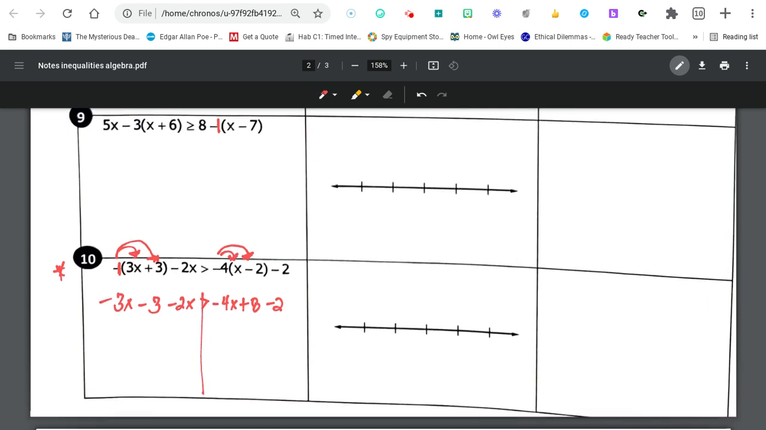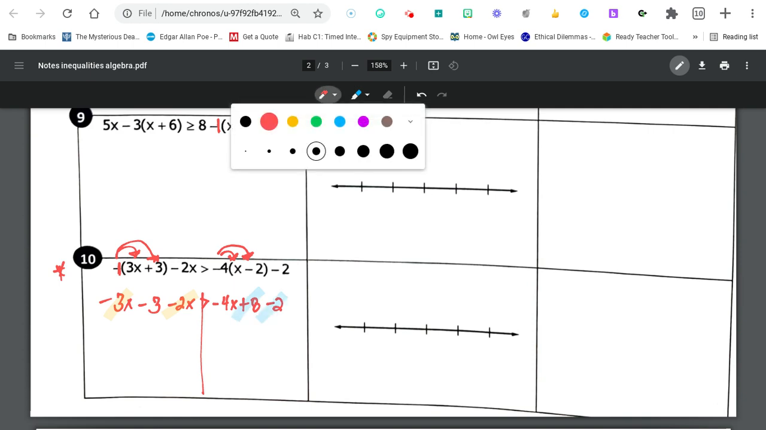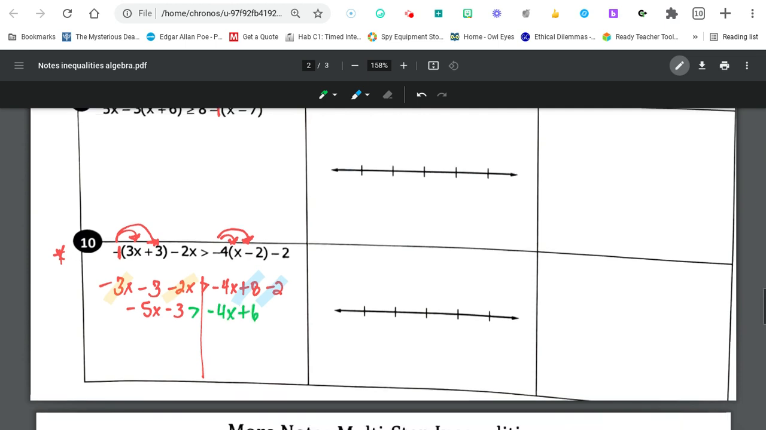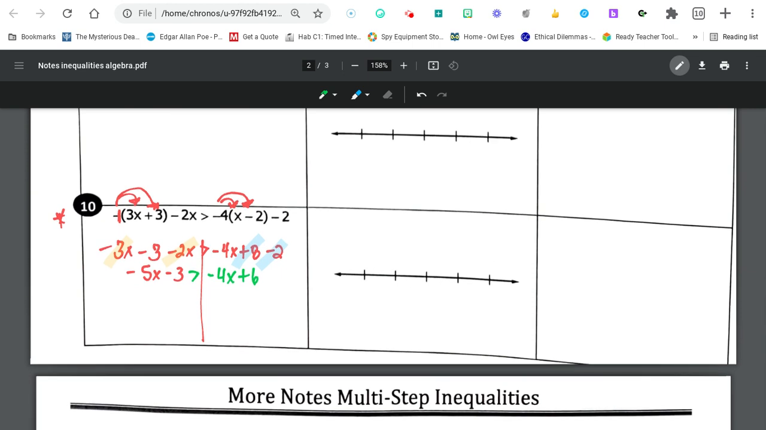And I'm going to start by combining some like terms. So on this side, I've got -3x and -2x, and on the other side, I can combine +8 with -2. So let's go ahead and combine on the left. That will give me -5x minus 3 greater than -4x plus 6. All right, I am going to get rid of -4x by changing the sign.